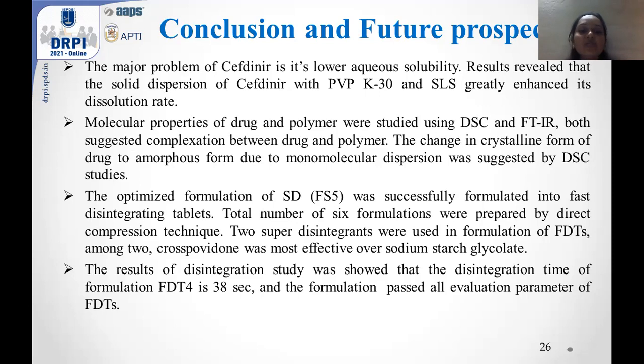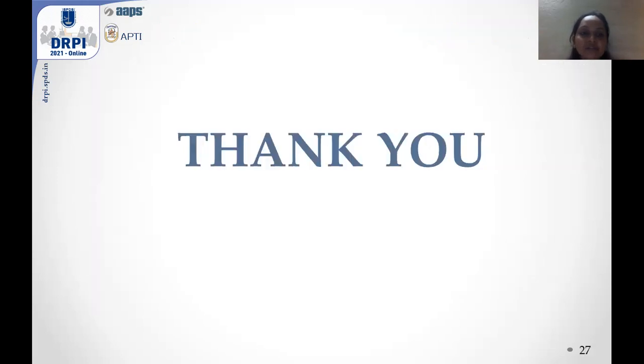And the optimized formulation of solid dispersion, that is FS5, was successfully formulated into fast disintegrating tablets. A total of 6 formulations were prepared by the direct compression technique. And here two super disintegrants, that is sodium starch glycolate and crosspovidone, were used. The results of the disintegration study showed that the disintegration time of formulation FDT4 is 38 seconds, and the formulation passed all evaluation parameters of the FDTs.